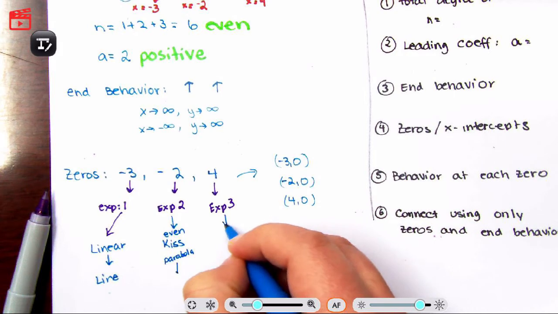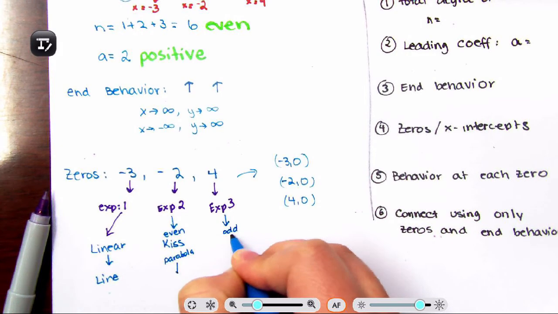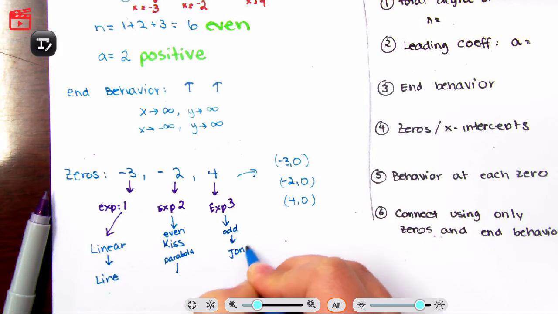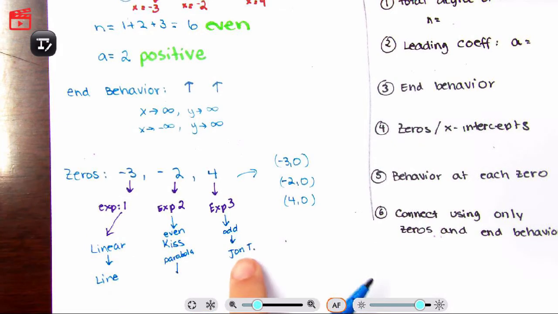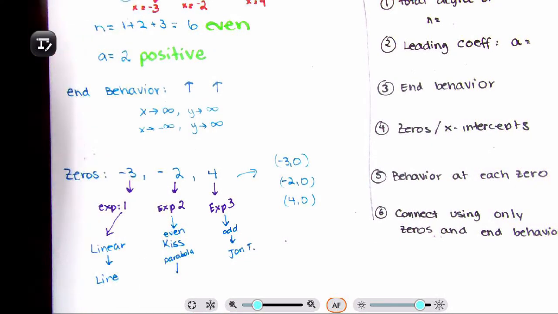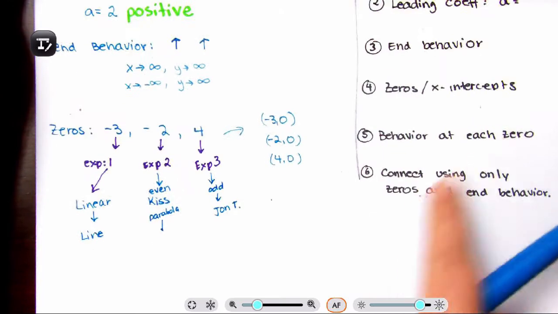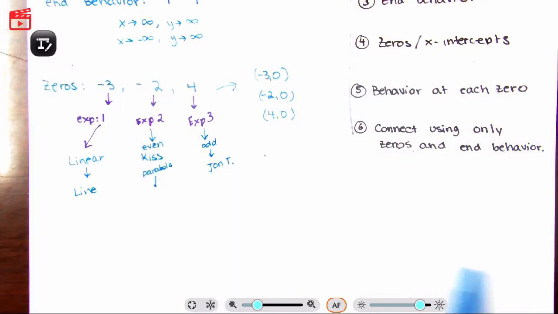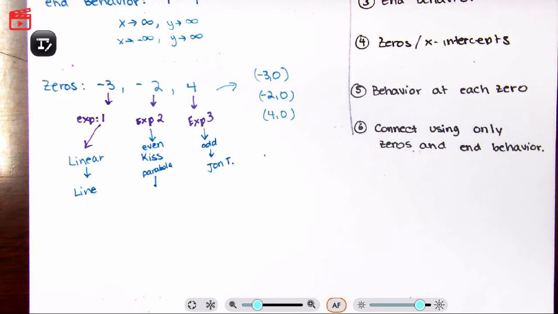And then we have an exponent of 3. That means we have an odd bubble. That means it's going to look like Mr. John Travolta, and that's going to look like a cubic. Okay, so now that we found out the behavior, the next step is to connect only with zeros and end behavior. So how are we actually going to graph that?